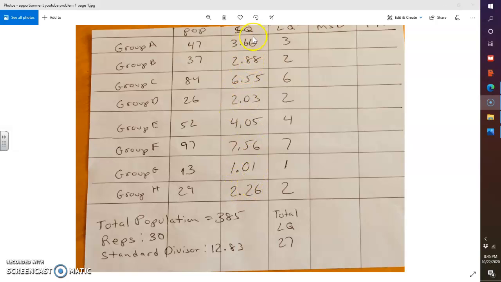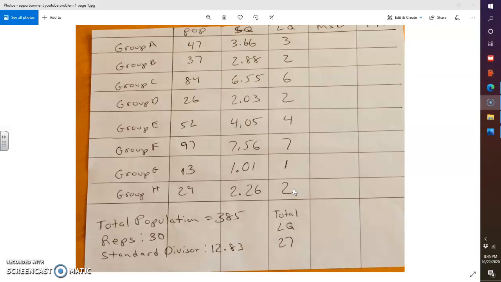We're always rounding normally to the nearest hundredth. Then I'm going to take my lower quota. That's always the number in front of the decimal point. So 3, 2, 6, 2, 4, 7, 1, and 2. So my total lower quota is 27.